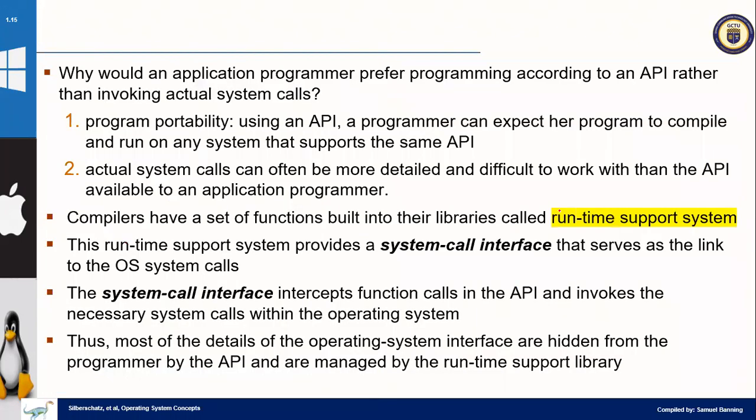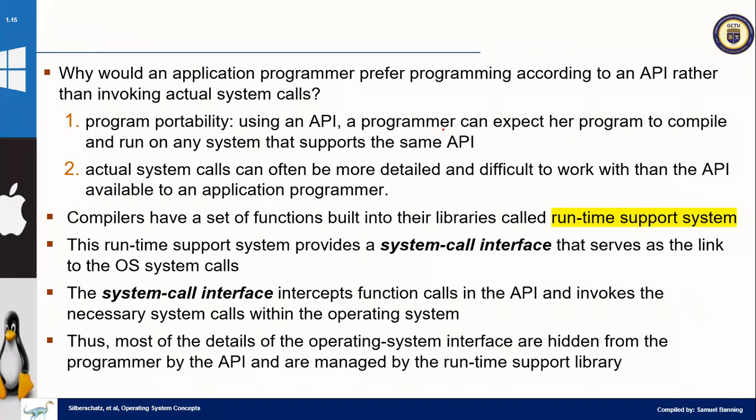Here's an example. Why would an application programmer prefer programming according to an API rather than invoking the system calls by themselves? Number one, for program portability. With the help of the API, a programmer can expect that his or her program will compile and run on any system that supports the same API.